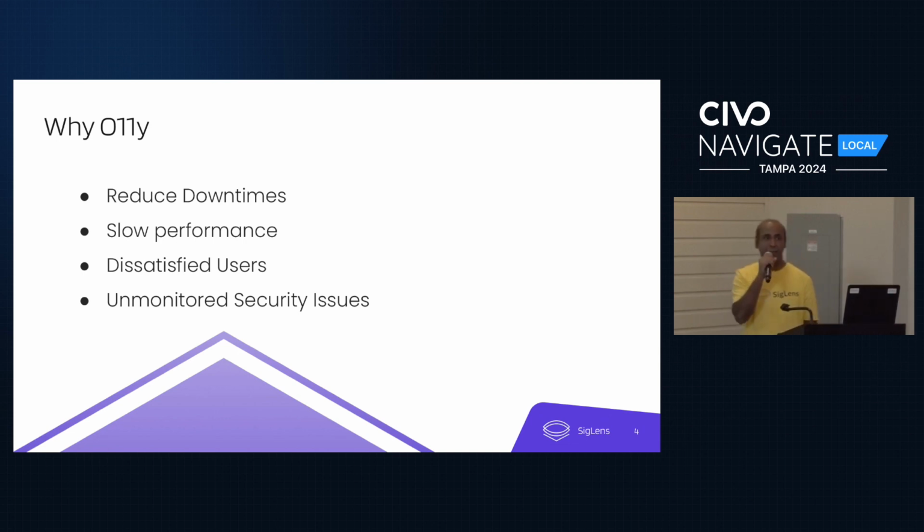It helps you detect slow performance. If some microservices or some services are running slow, you can detect that. It helps you find some dissatisfied users. So your service is up, but some user somewhere goes to bankofamerica.com and he or she experiences slowness. That's not detectable through monitoring, but with observability, you can find that specific user and see what experience they have. It also helps you detect unmonitored security issues. Hence, observability is very important in your network.